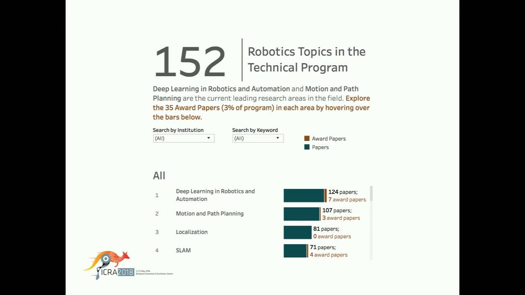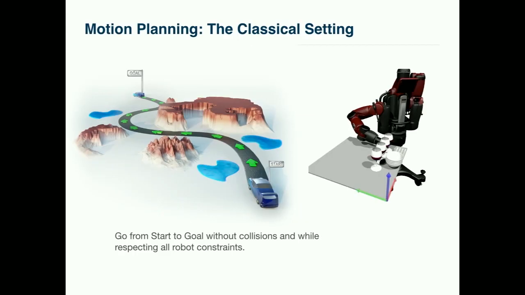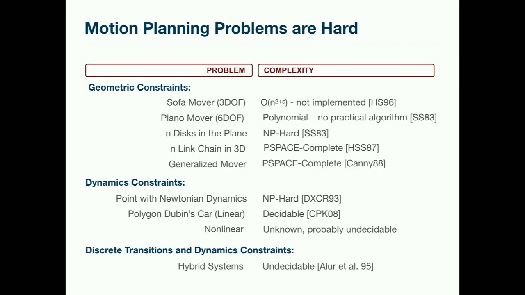Actually, motion planning did not start in robotics. The problem is very well defined, and it was defined in the 80s, mainly by people who were doing theoretical work. So you had a model of the world, you had a model of the robot, and you wanted to solve the motion planning problem, getting from a start to goal without collisions and respecting all the robot constraints. So many of us have seen various versions of this problem.